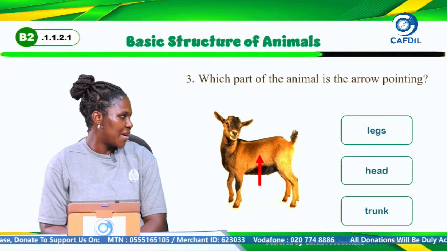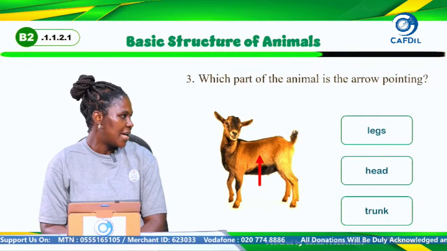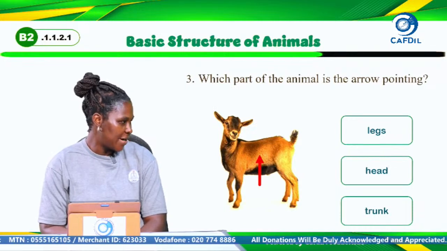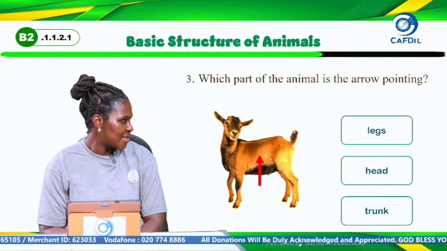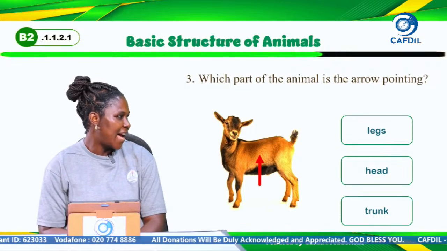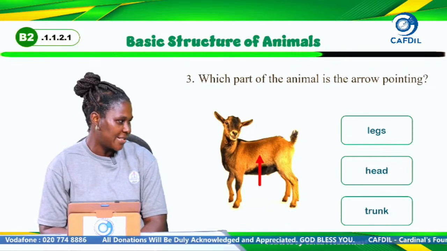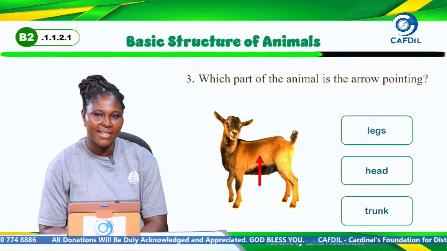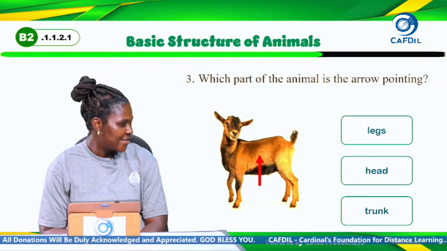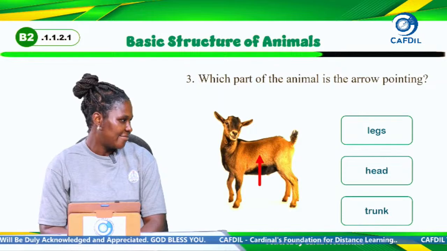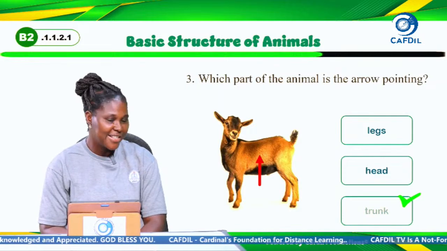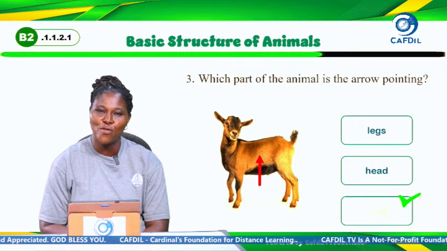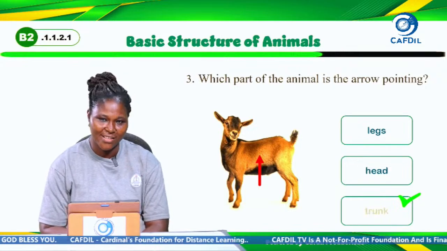Which part of the animal is the arrow pointing to? Is it the legs, the head, or the trunk? Okay, this is the trunk of the goat. This is the trunk. Good.